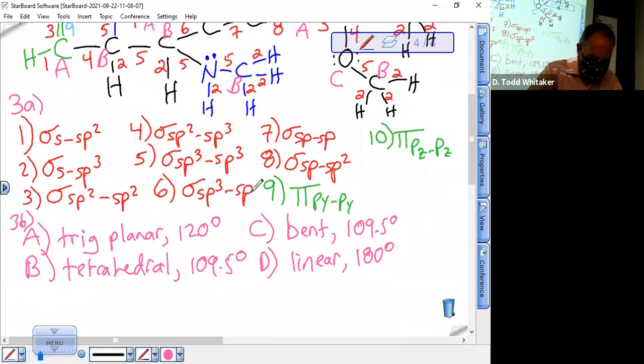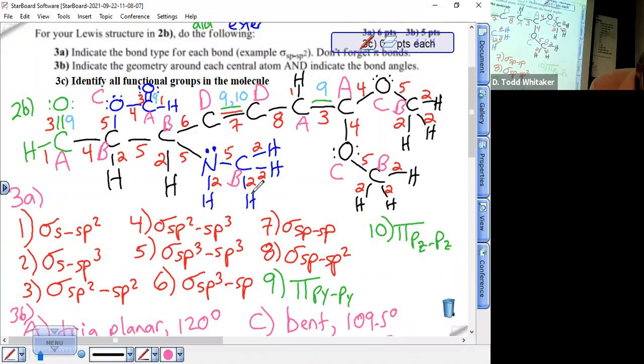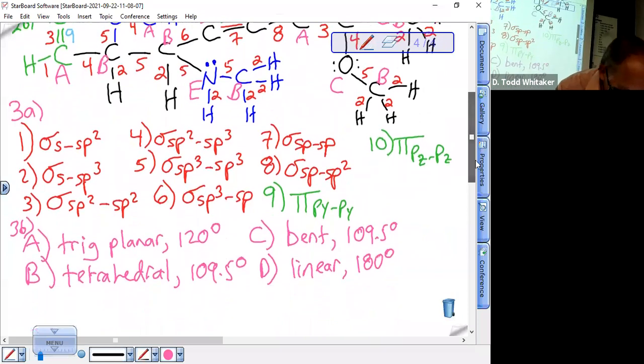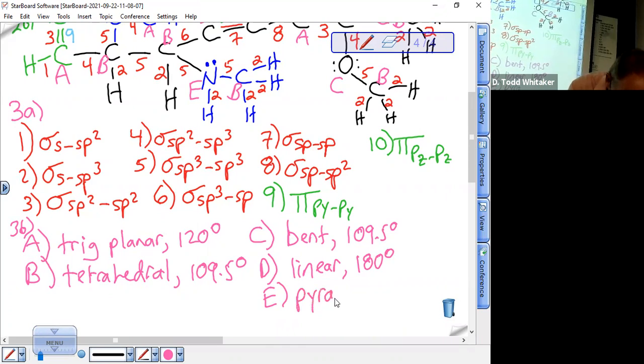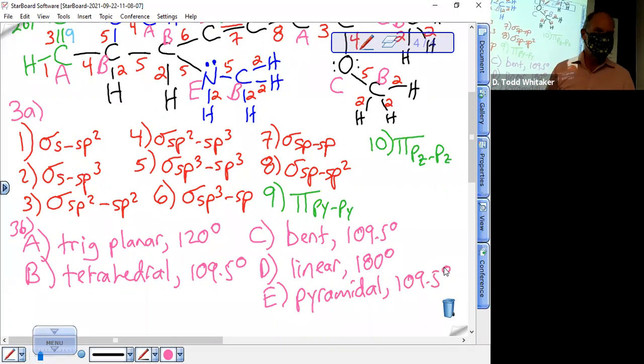And then we're going to go E for nitrogen. And try to squeeze it in. Well, we don't have to. We see the nitrogen there. What do you call an sp3 atom with 1 lone pair? Pyramidal. Pyramidal, and it's sp3, so your magic angle, 109.5. And we're almost done.